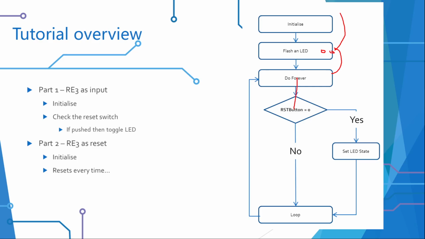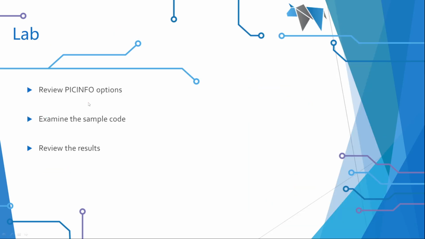If it's on the internal, it will say, well, is the reset button high or low? And it will set the LED depending on what the state is. And then it will loop back and do it all again. So what we're going to see is the LEDs react in very different ways depending how we set the master clear. Now, I'm also going to show you some PICINFO and look at some sample code and look at that result.